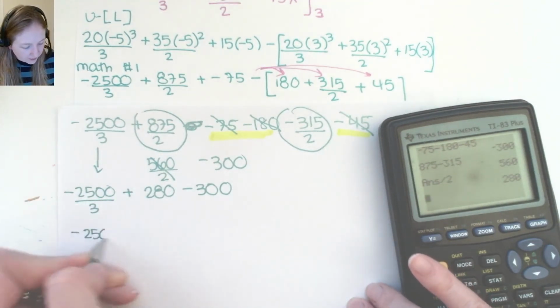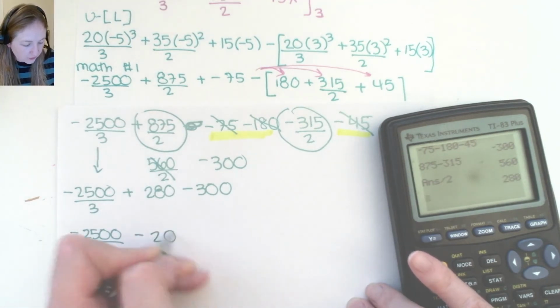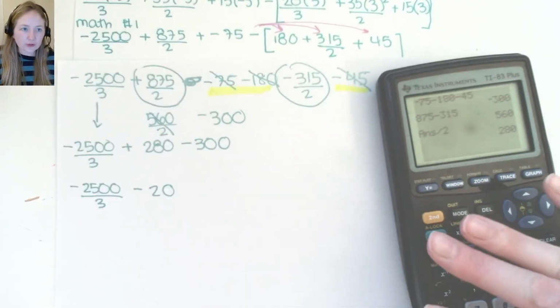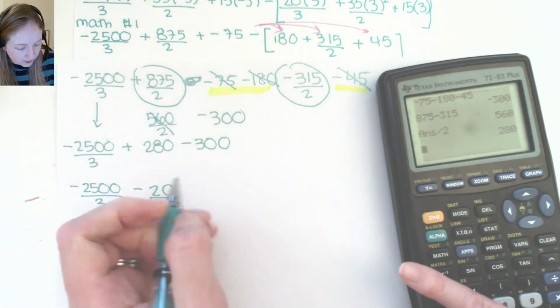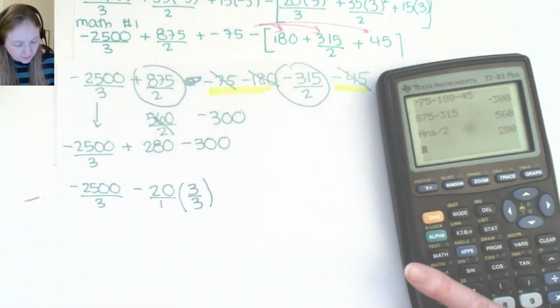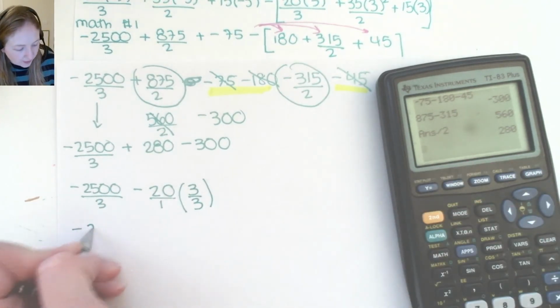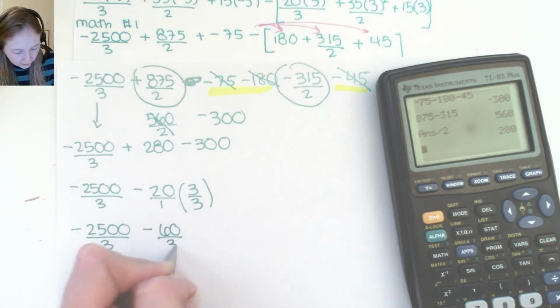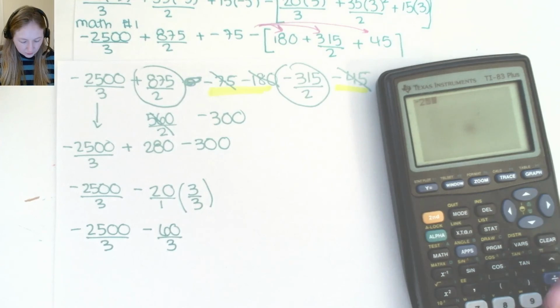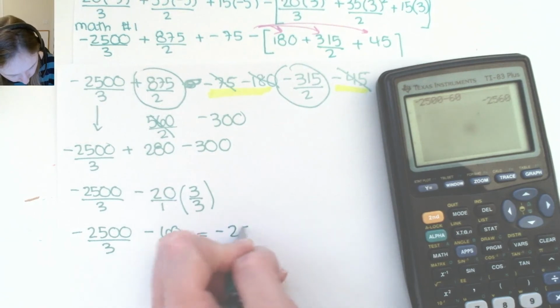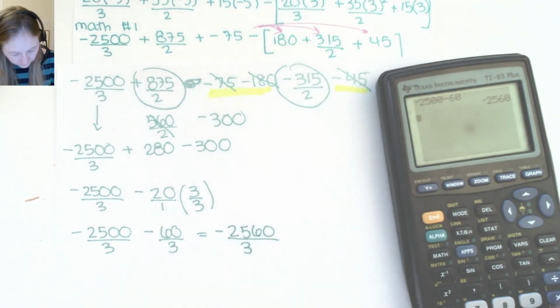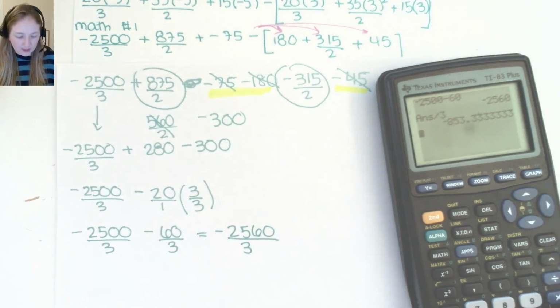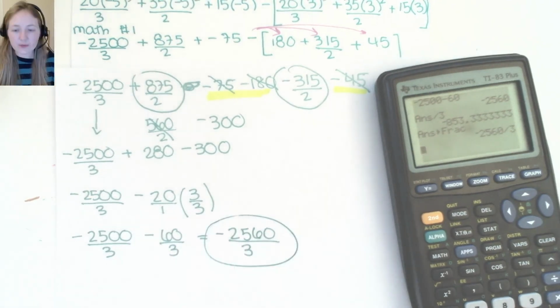So we have negative 2500 over 3 and then minus 20. And then to combine those two, I will get my common denominator. So the negative 20 over 1 will become a common denominator of 3 over 3. So we'll have negative 2500 over 3 minus 60 over 3. And then you can simply take the negative 2500 minus the 60 to get negative 2560 over 3. And see if that reduces. Again, it might reduce, it might not. Hit MathFrac, and you see that in this case it does not reduce. So that would be your final answer.